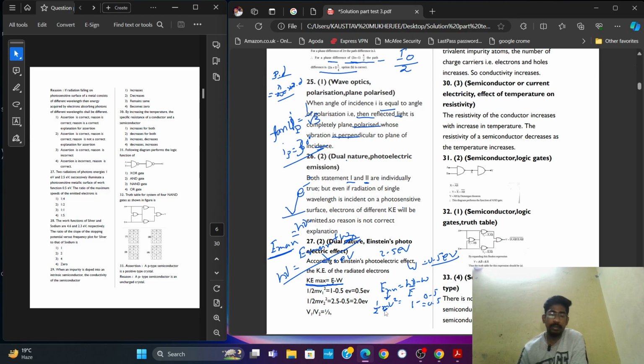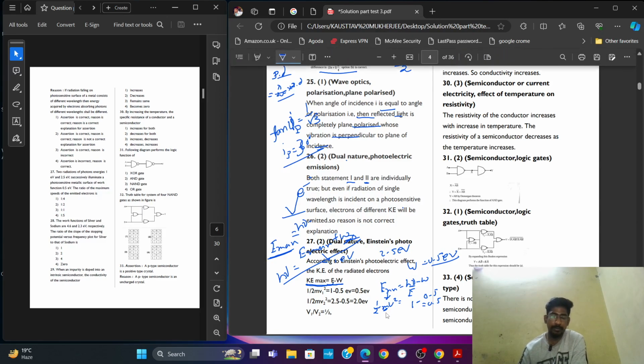If you calculate this, v1 square equals 0.1 by m, and v2 square equals 4 by m. So v1 square by v2 square will be equal to 1 by 4. It means v1 by v2 equals 1 by 2, right? So therefore the ratio 1 by 2 is correct.